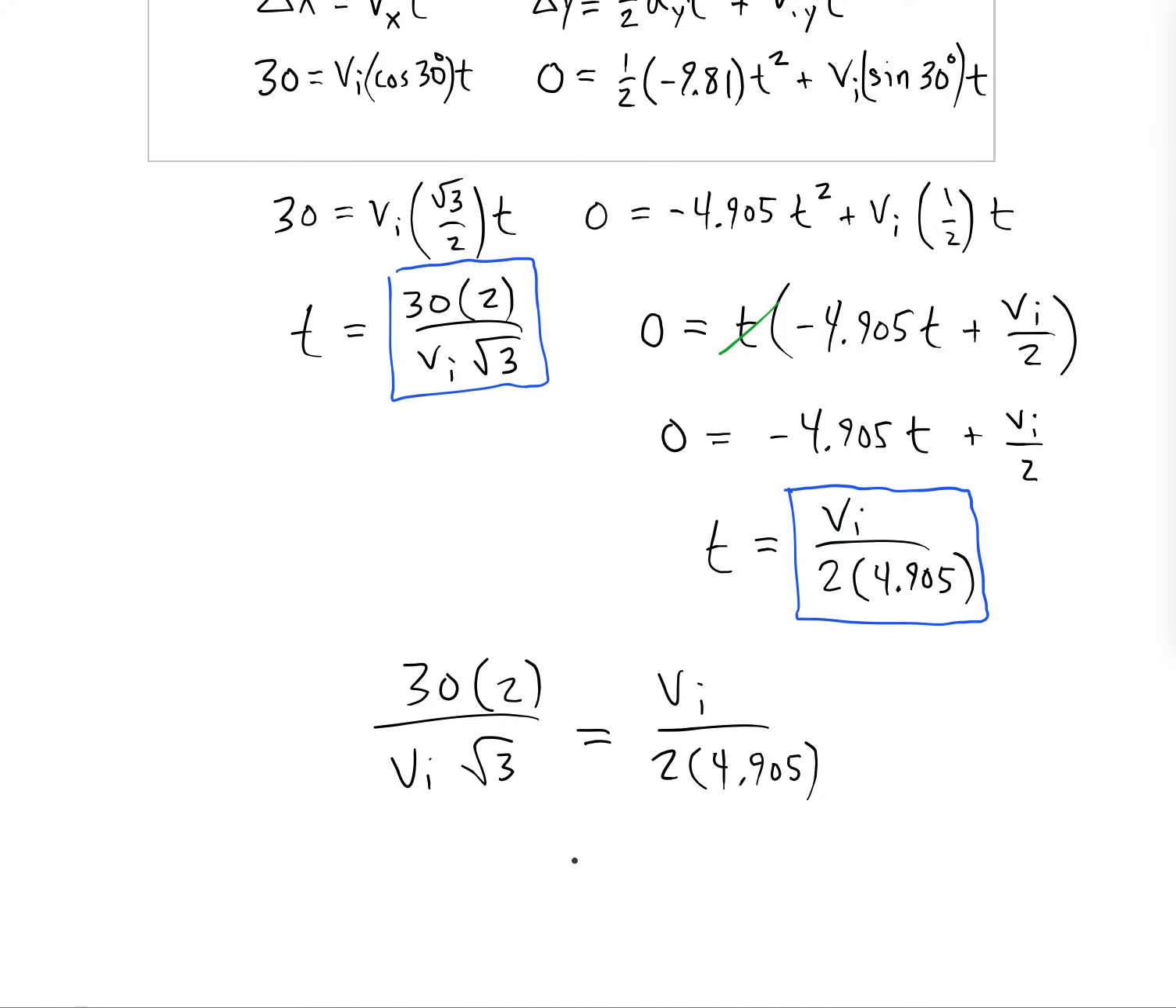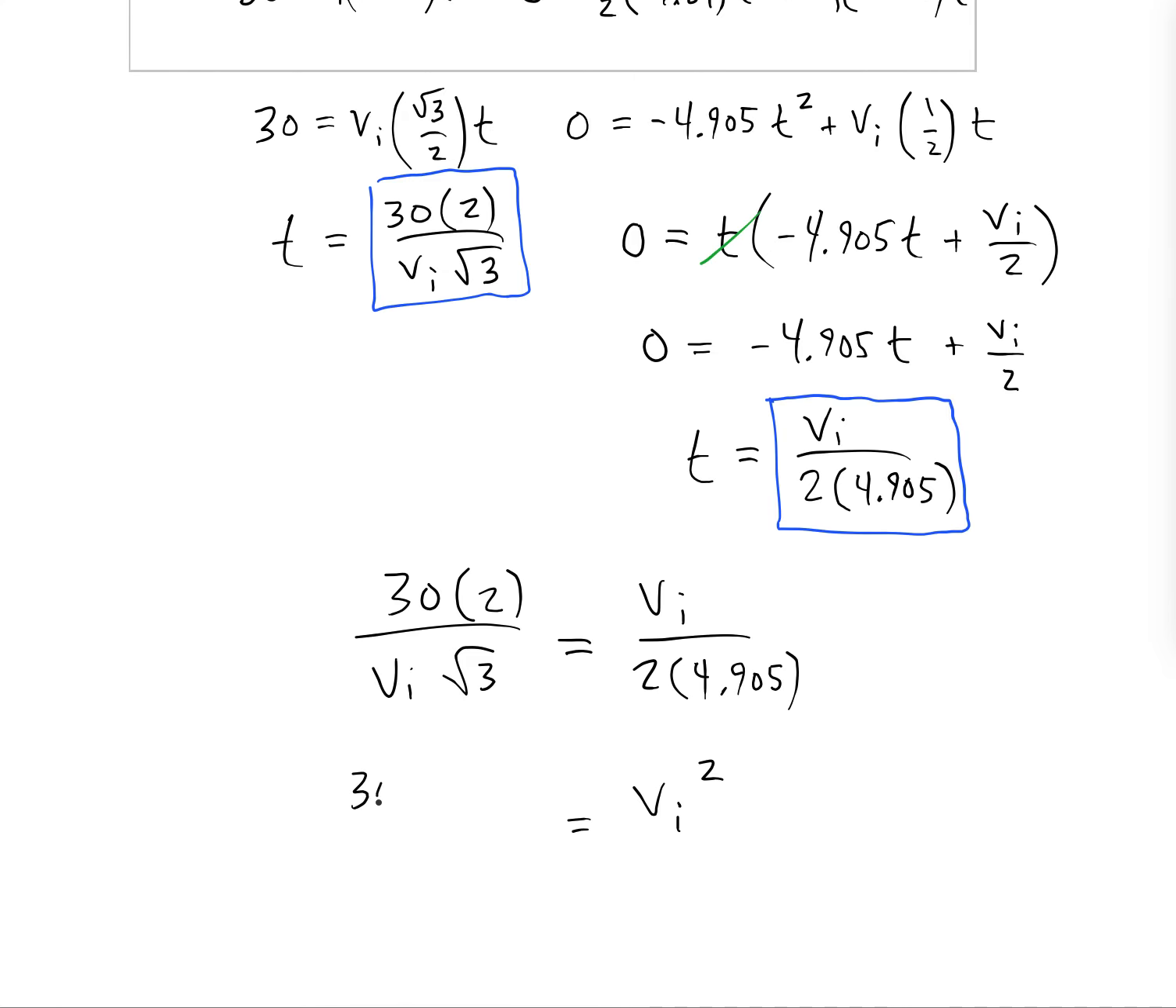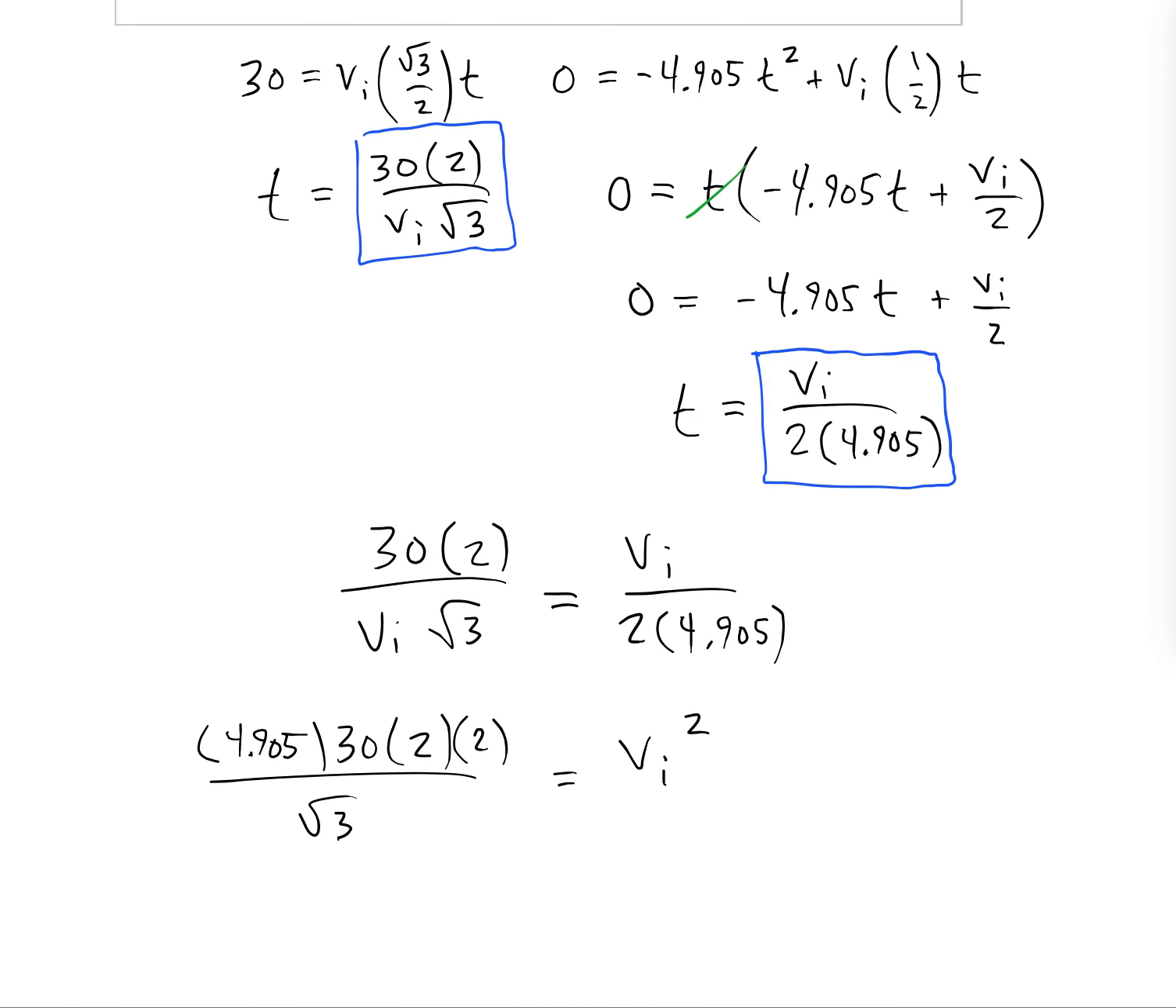Alright, you just want to get Vi alone here, of course. And what do you know? Vi is 18.43 meters per second. Exactly what we had found in the spreadsheet.